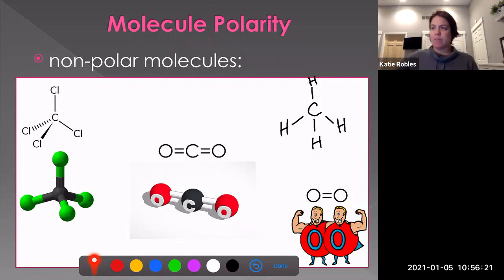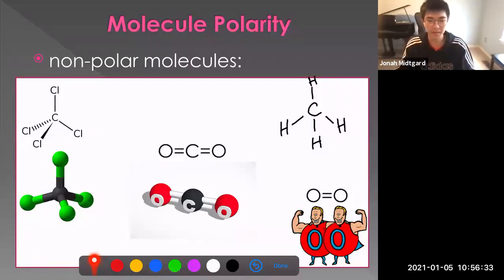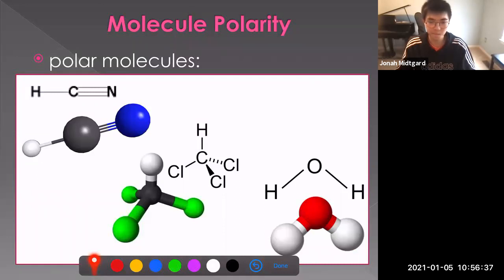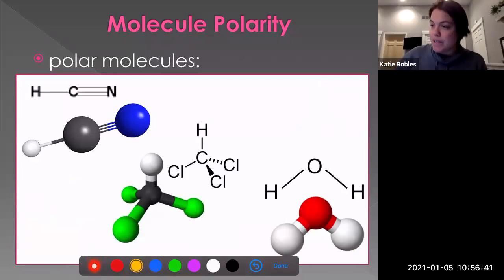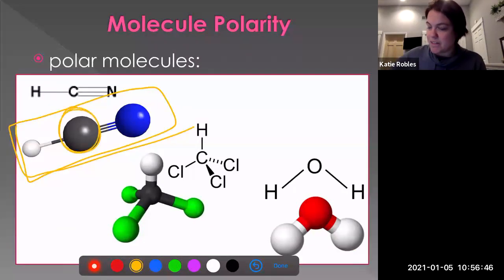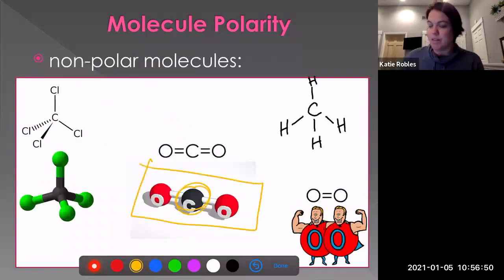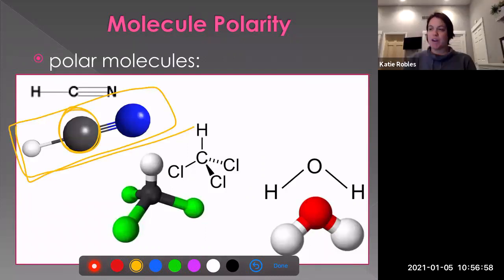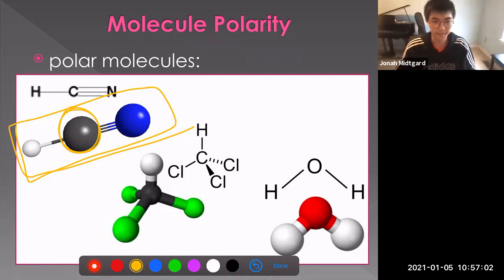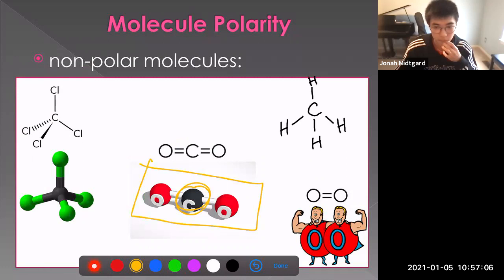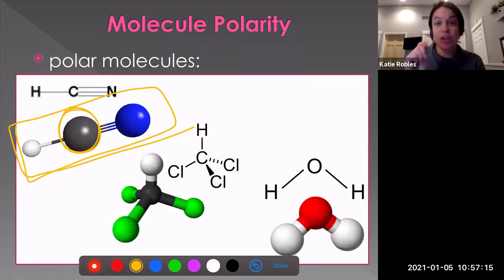Jonah, do you have an idea? Any idea what could maybe make polar versus non-polar? I'm not 100% sure. Can you go back to the polar slide just real quick? How about we look at this one? Look at this one with the carbon in the middle versus this one with the carbon in the middle. I guess they both have carbon in the middle, so they're both three things with carbon in the middle. I mean, the other one looks like the carbon was larger, but that just might be the drawing. No, but it is showing you something in the drawing. It's showing you that the nitrogen here is way bigger than the hydrogen. Bigger than the hydrogen, yeah.